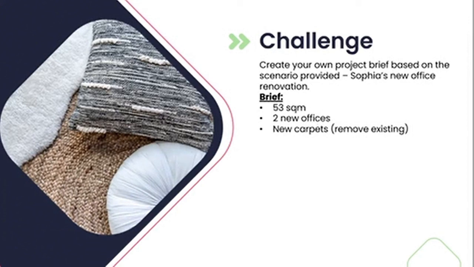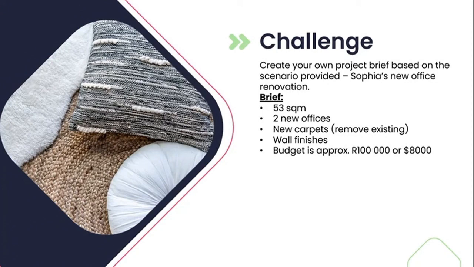She would like us to include new carpets and remove existing. We need to look at new wall finishes, so some paint or wallpaper. A bit of extra detail. The current flooring is carpet and needs to be replaced with tile. The electrical and lighting can remain as is. The walls are looking a little bit shabby and she's asked if we can provide her with some suggestions for this, so that ties into our wall finishes. She's given us the budget of between 100,000 Rand or $8,000, but you obviously can use your own currency.